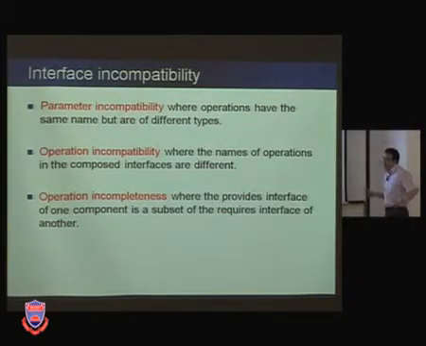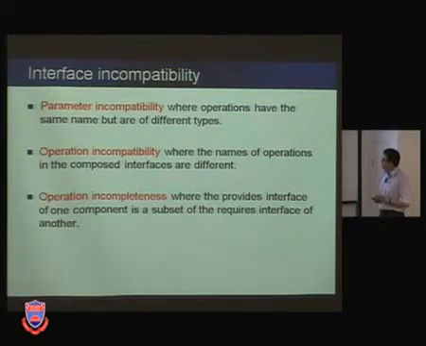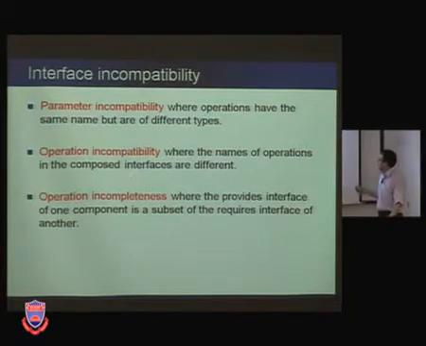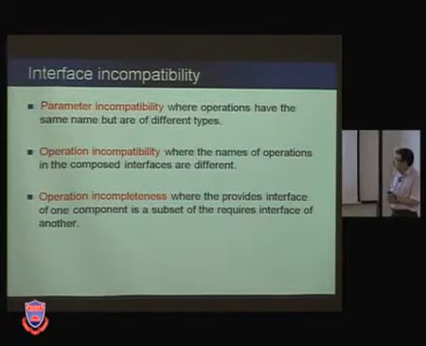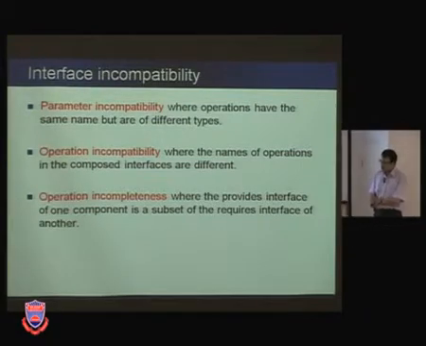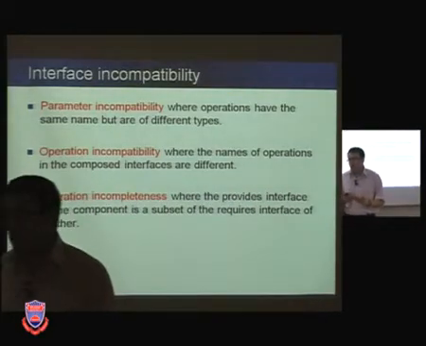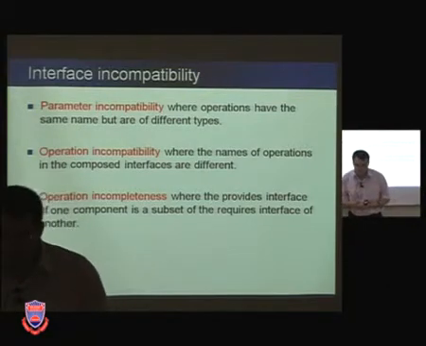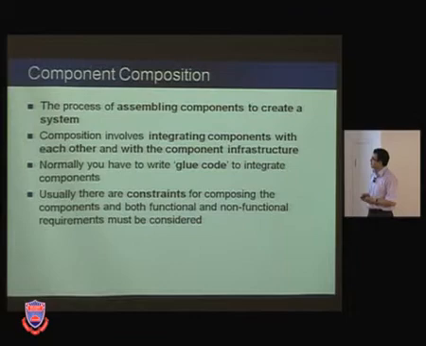While composing these components, we could have different types of incompatibilities. Parameter incompatibility, where operations have the same name but are of different types. You want to connect them, but somehow the parameters do not fit. Operation incompatibility, where names of operations in the composed interface are different. And operation incompleteness, where the provides interface of one component is a subset of the requires interface of another. So if something doesn't fit, we say it is an incompatibility problem, not interoperability, that's different.